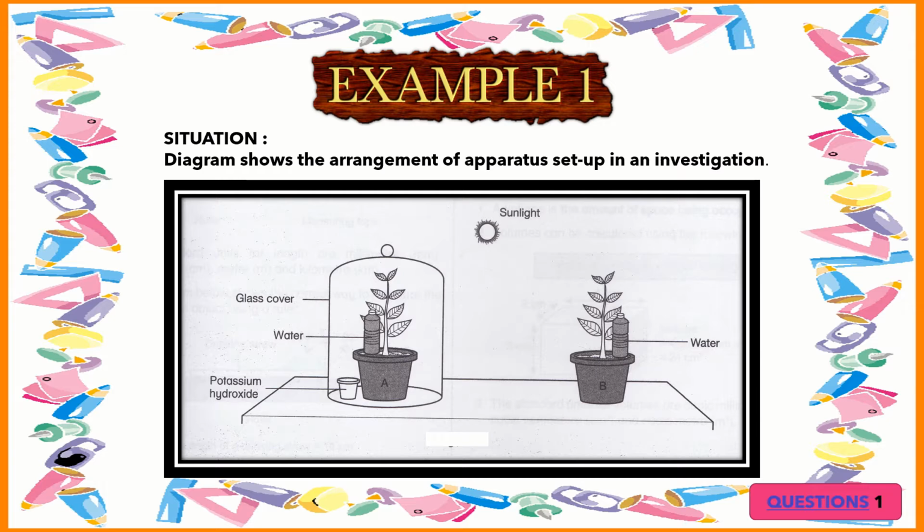Example 1. Situation. The diagram shows the arrangement of apparatus set up in an investigation. Dear students, please observe the diagram below. There are two plants, plant A and plant B. Let's look at the questions.